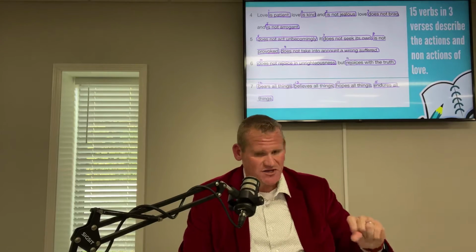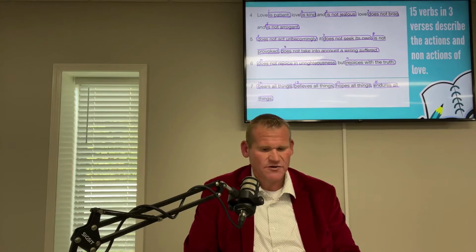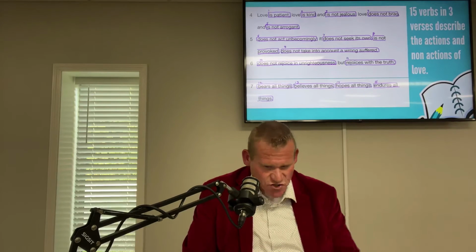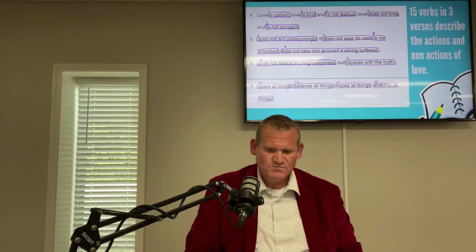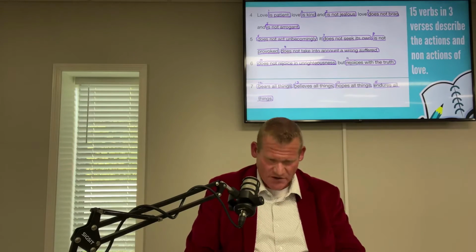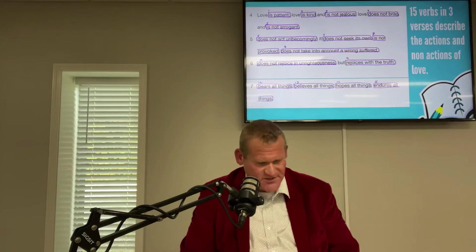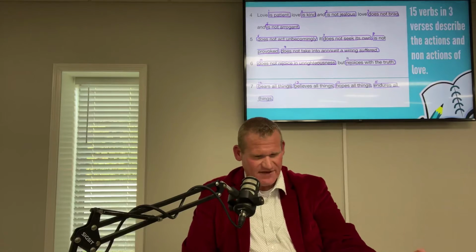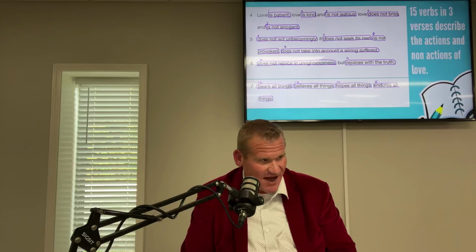Here he says, is patient, is kind, is not jealous, does not brag, is not arrogant, does not act unbecomingly, does not seek its own, is not provoked, does not take into account a wrong suffered, does not rejoice in unrighteousness, rejoices with the truth, bears all things, believes all things, hopes all things, endures all things. All right, so in 4 verses, 15 verbs describe the actions and non-actions of love. And it's important to see that there are 7 positive actions of agape. Okay? 7 positive actions of agape that describe the generosity of God's love, God's agape.